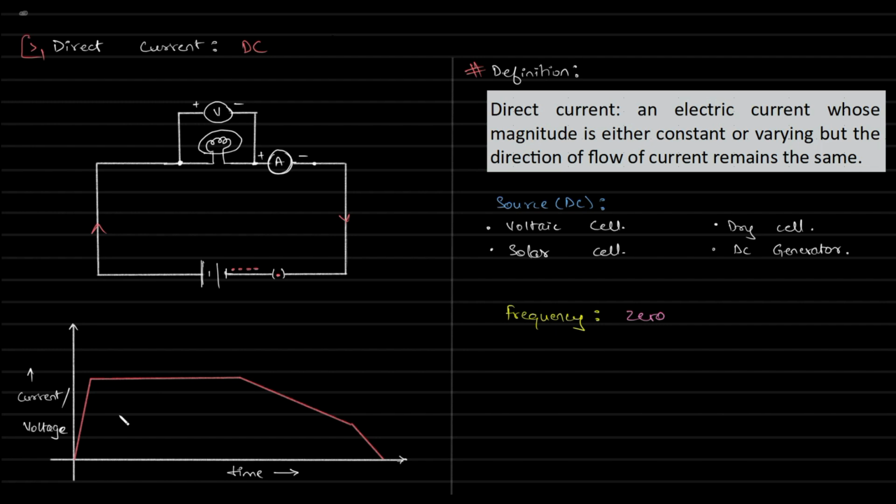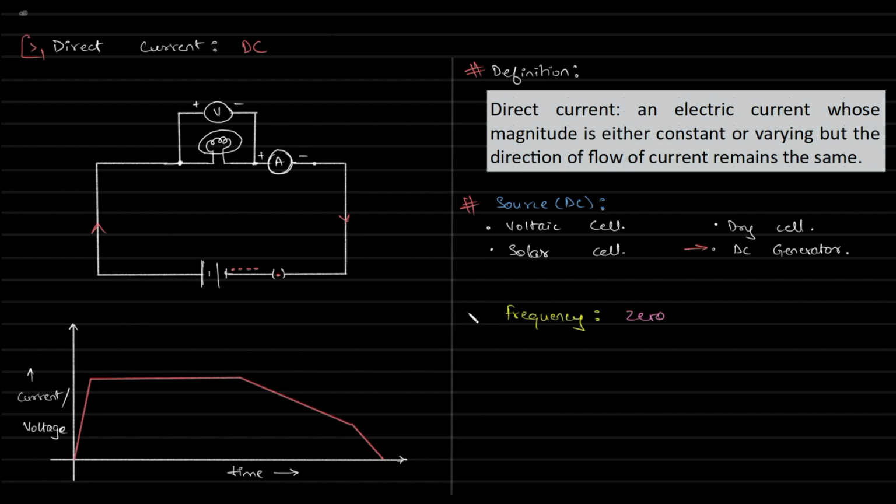So the thing is, the electrons will never travel back. It is as simple as that, right? Such movement of charges is your DC current. The sources of your DC are the voltaic cell, dry cell, solar cell, and DC generator. So we'll be looking into this. Other things, you guys have a basic idea, right?